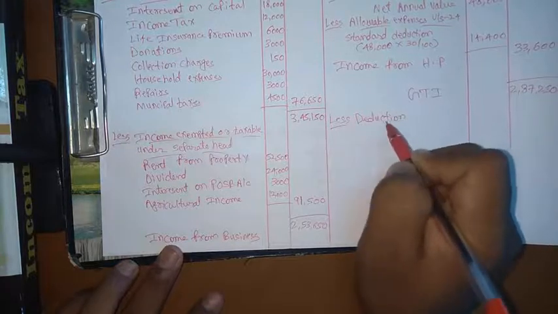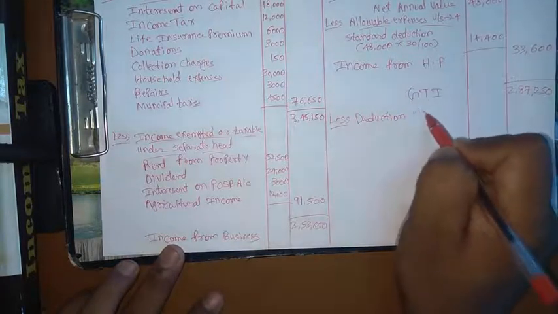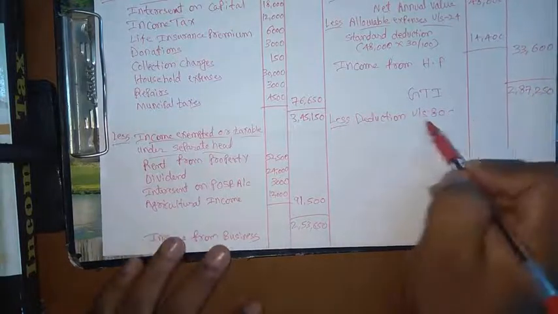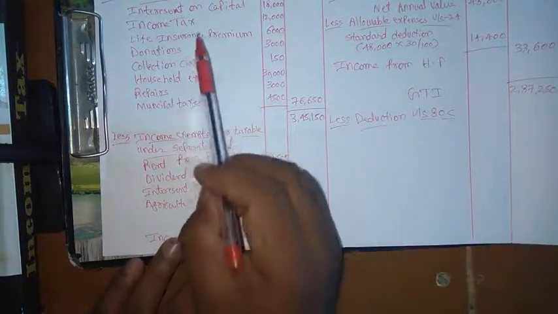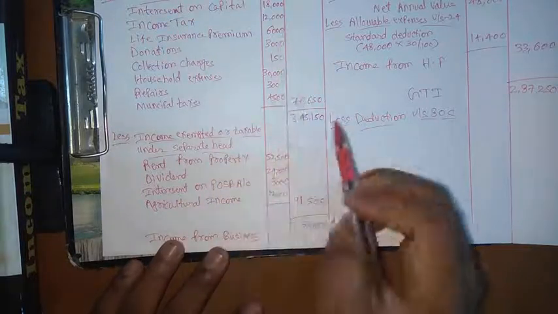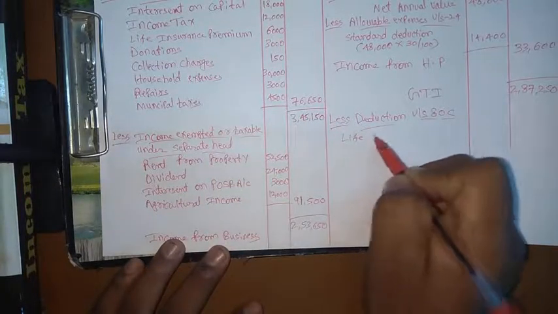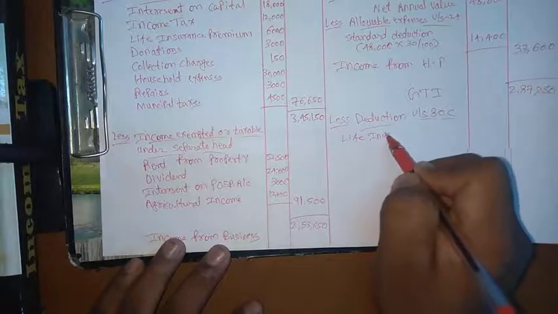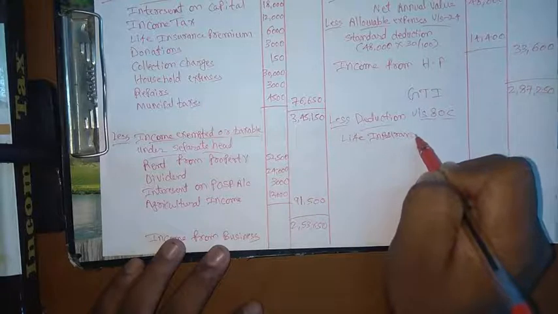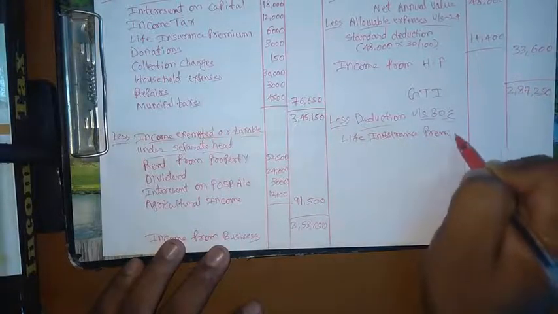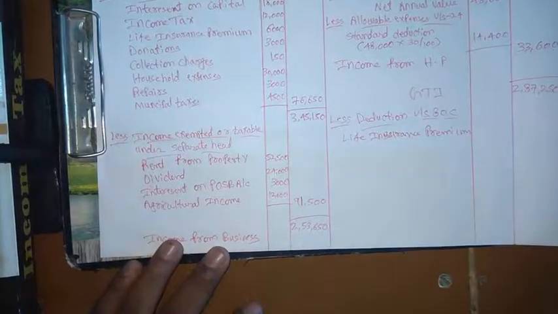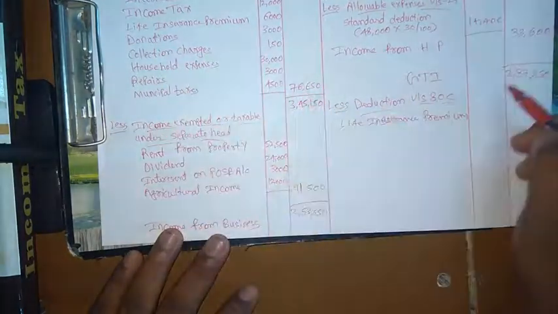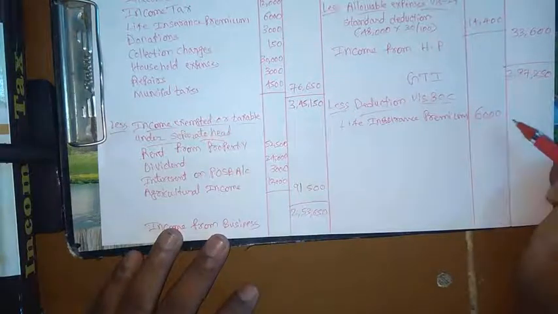Now in this less deduction under section 80C. First we will reduce under 80C, that is life insurance premium. The amount here, if you see, is 6,000 rupees. So we will write 6,000 rupees.